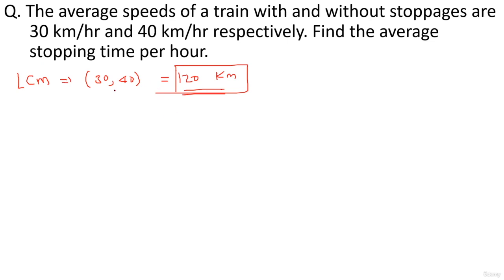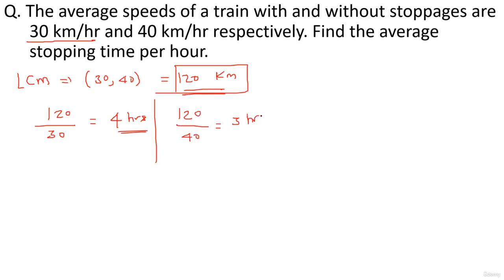Now what will happen? With stoppages the train is traveling at average speed 30 kilometers per hour, right? As per the question, the average speed of the train with stoppages is 30 kilometers per hour. So what is the time taken? The time taken will be distance upon the average speed, which is 4 hours, right? But without stoppages, the train travels at 40 kilometers per hour. In that case, how much is the time taken? 120 divided by 40, which is 3 hours.